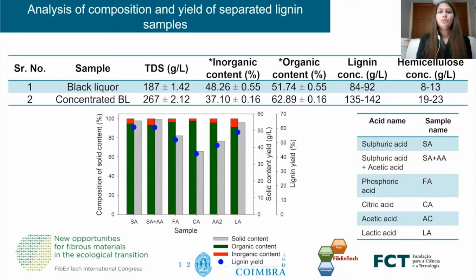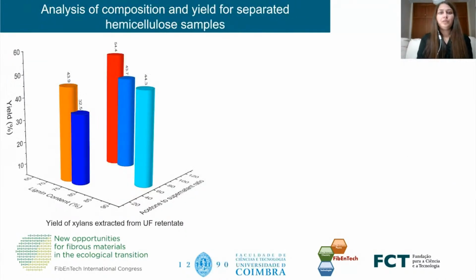So due to high organic content and acceptable yield, the supernatant from acetic acid recovery was used for the separation of hemicellulose. Here we can see that yield of hemicellulose varied with the residual lignin concentration present in supernatant and with the antisolvent to supernatant ratio, and we obtained the highest yield of approximately 54% at a condition where residual lignin concentration was low and a high antisolvent to supernatant ratio was used for the precipitation.